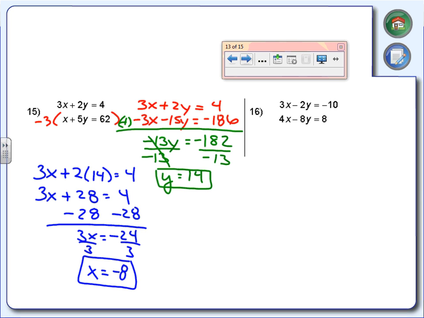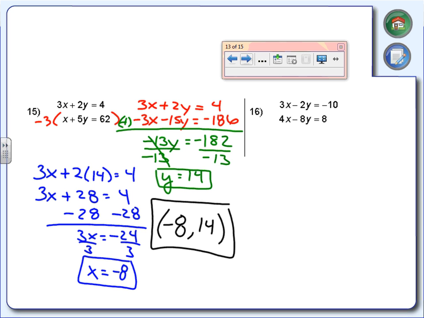So Samantha, how are we going to write that as an ordered pair? What number goes first? Which one? What goes first in the ordered pair? The x or the y? X. And what is the x? Negative 8 and 14. So make sure you write the answer like this. All right, so there's our answer, our solution to the system. Go on to number 16.